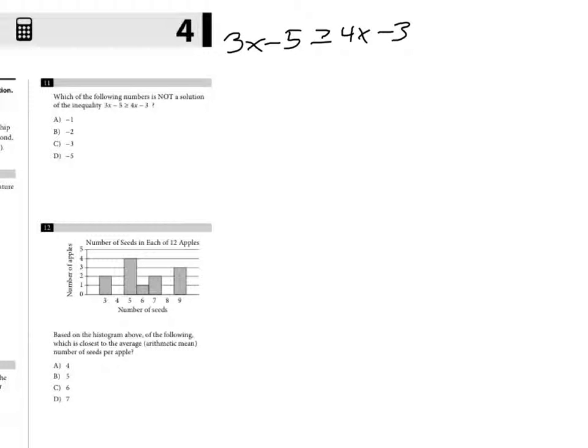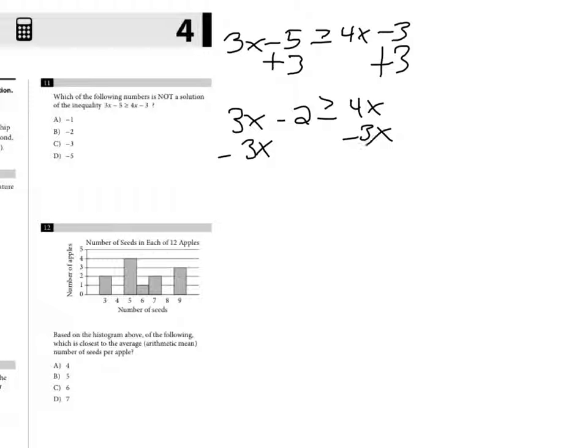Let's look at number 11 on this test now. Which of the following numbers is not a solution of the inequality 3x minus 5 is greater than or equal to 4x minus 3? They just want you to solve for x here. Alright, let's do that real quick. Let me add 3 to both sides. So we have 3x minus 2 is greater than or equal to 4x. And I'll subtract 3x from this side, just so I don't have to divide by a negative.